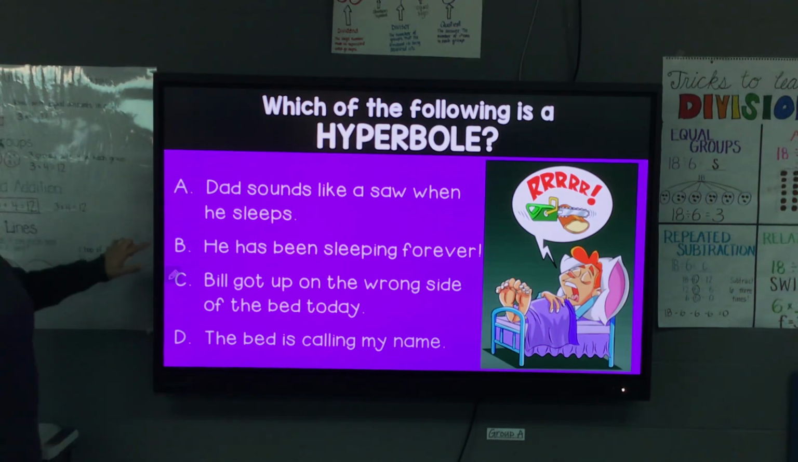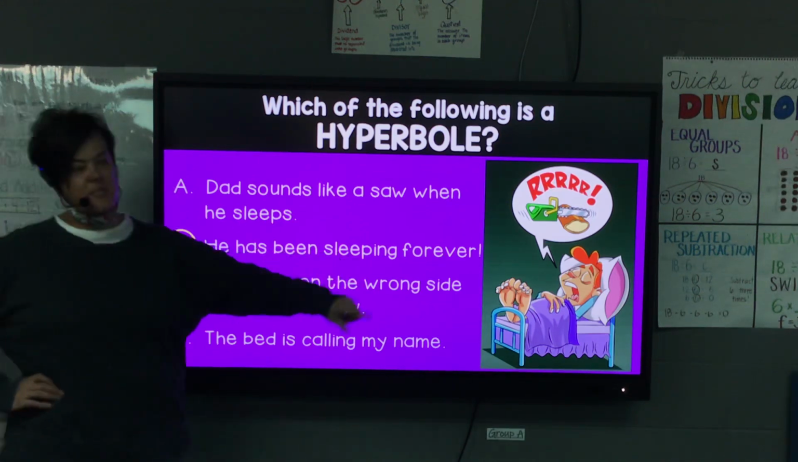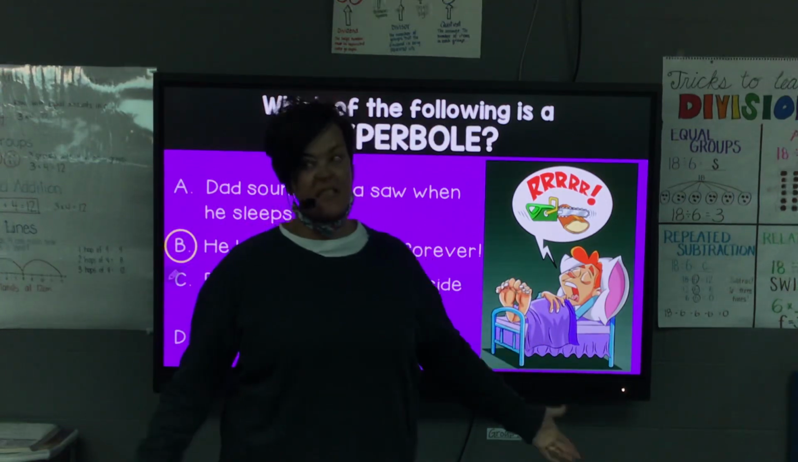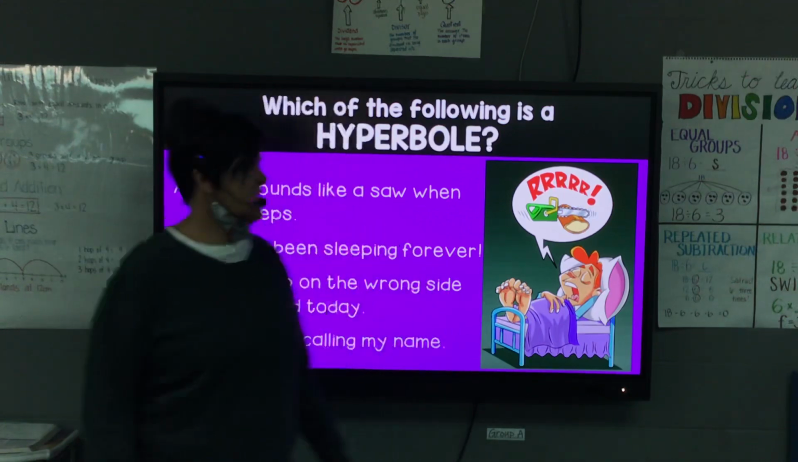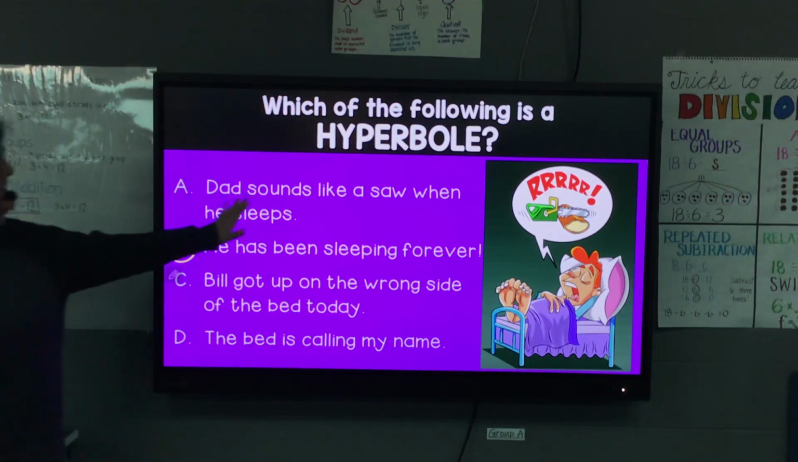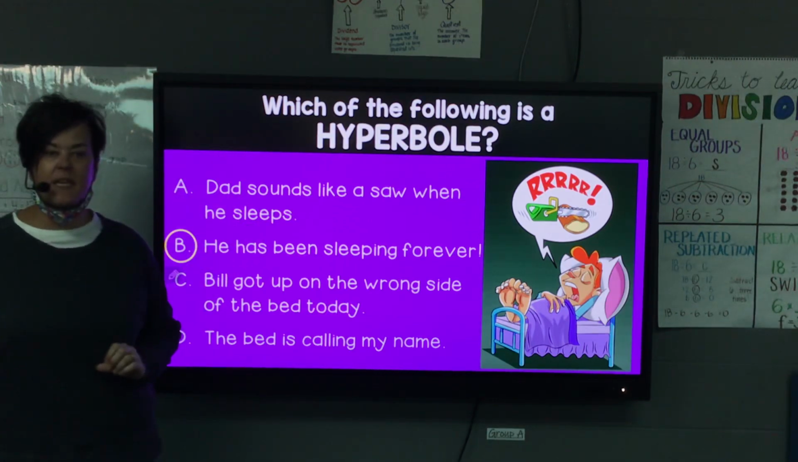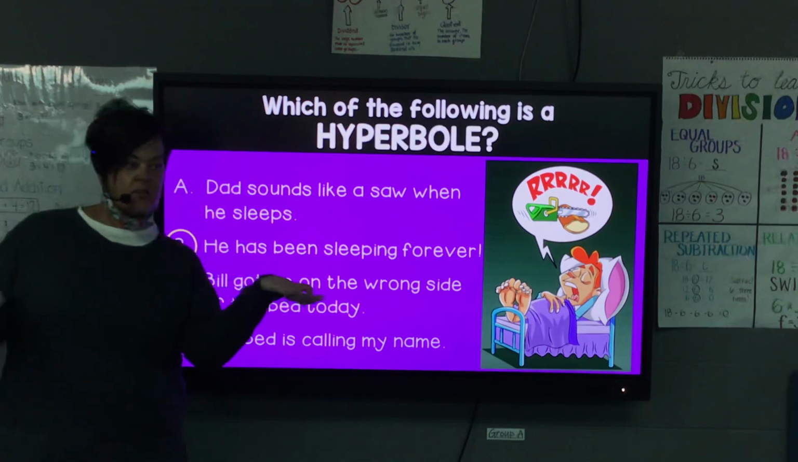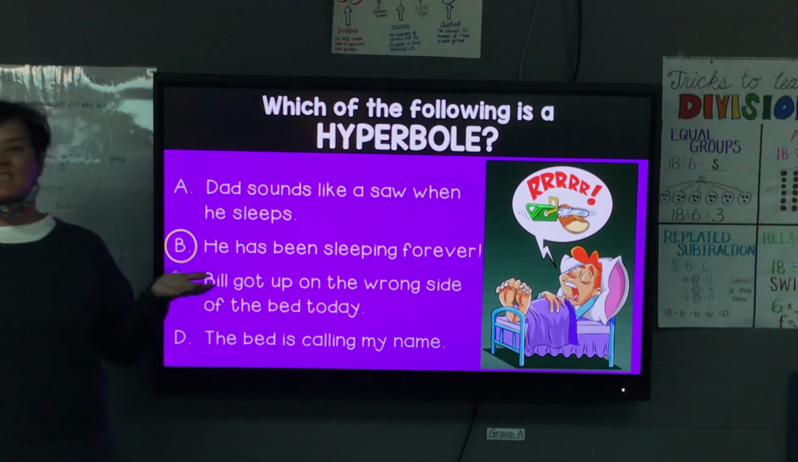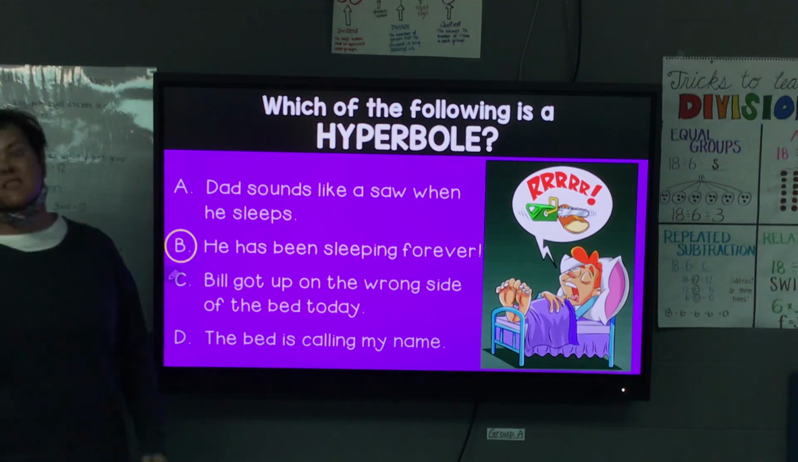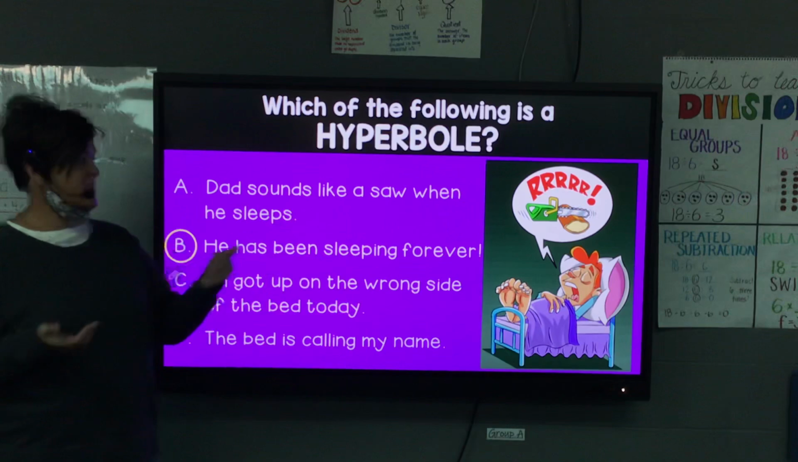Okay, remember what you chose. Let's look at this. He has been sleeping forever. Could you really sleep forever? No. Or is that a complete exaggeration? Yes. Okay, my dad sounds like a saw when he sleeps. That is a simile. But why is that one a simile? They're comparing Dad to a saw. But what makes it a simile, Reese? Yeah, it's using like to compare Dad to the saw. Okay.